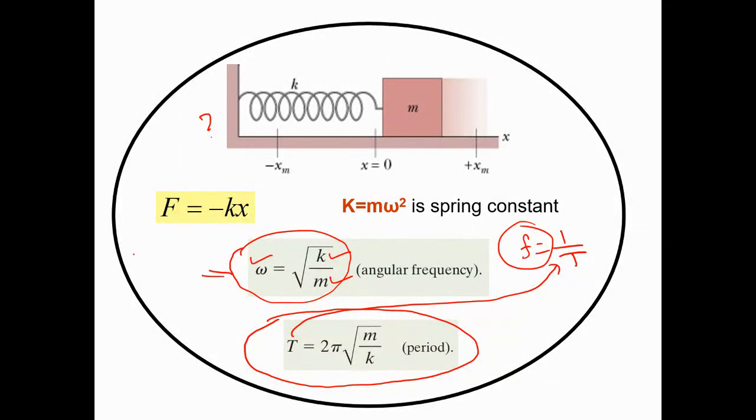What is this? If you just square it, what will you get? Omega square, which is equal to K over M. Am I right? Yes, teacher. So I can use this formula for finding the value of K.